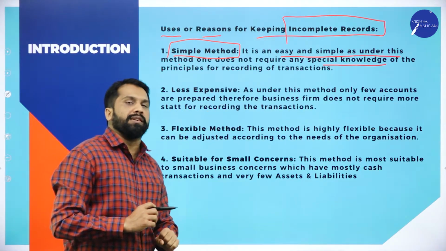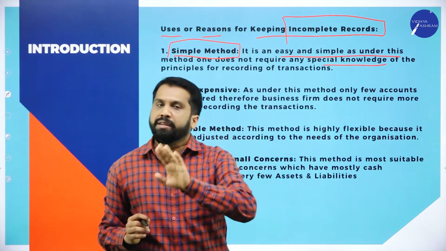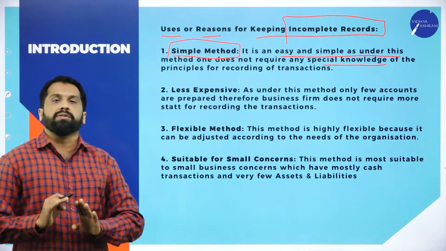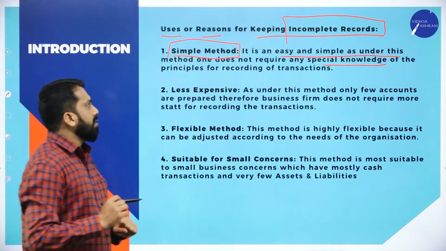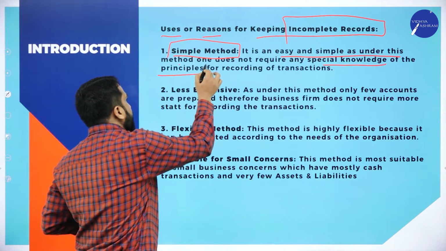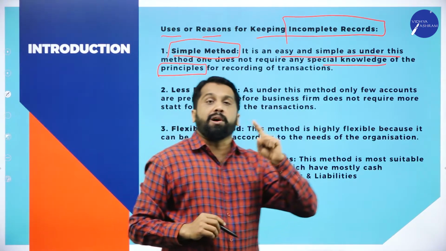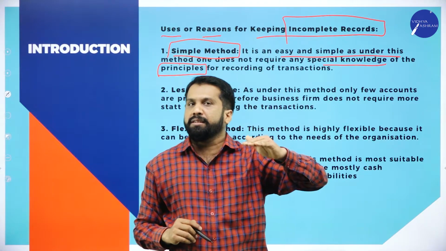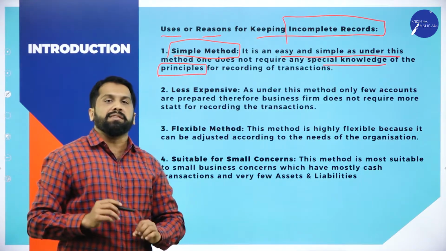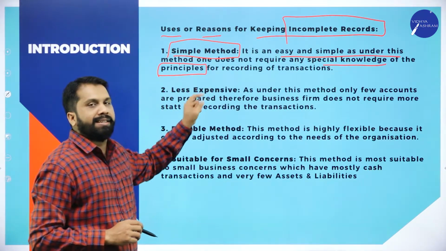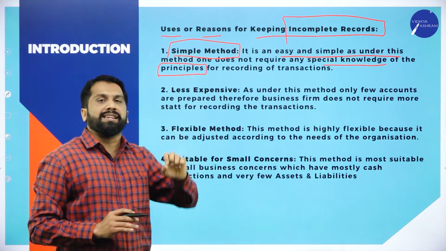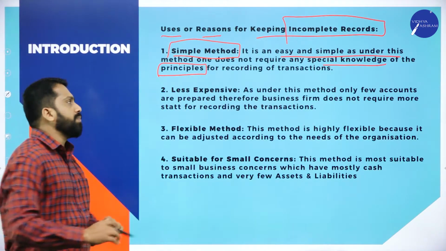No additional qualification is required. If you know 1 plus 1 is equal to 2, that is enough. Again, I'll repeat: if you know 1 plus 1 is equal to 2, that is more than sufficient for your calculation. Now, is any special knowledge of the principles needed? What are the principles? In the first class, I explained the concepts and conventions, ABCD, good morning, GM, OR. Those are called principles. Those principles need not be followed in this single entry system. Just remember that. So the first use of incomplete records is a simple method. Any doubt? No.